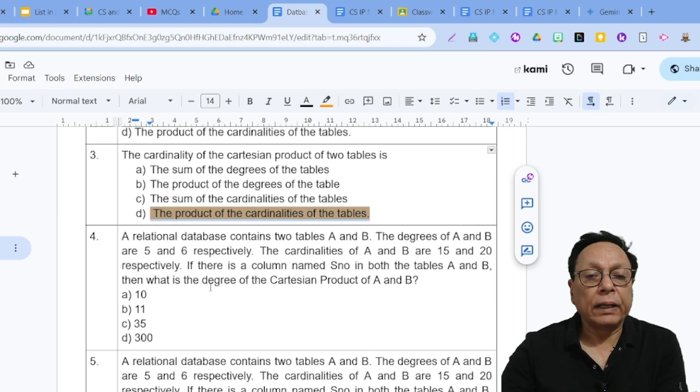So read it carefully and then decide what should be the correct option.